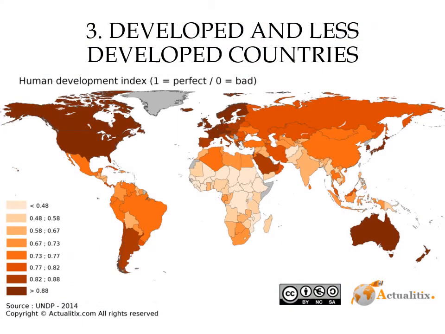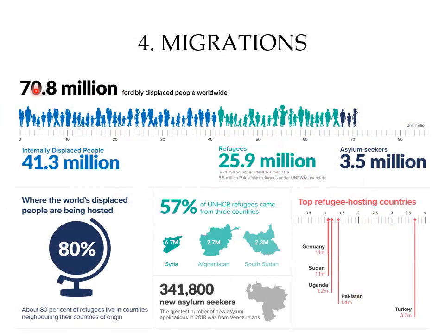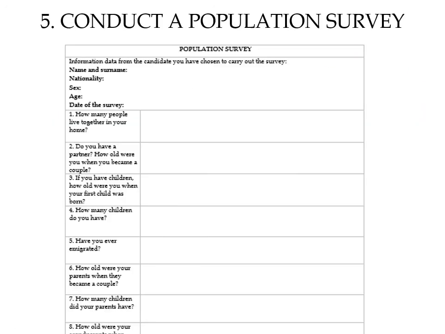The third part is about developed and less developed countries. It uses the Human Development Index that distinguishes the most and less developed countries in the world. It distinguishes the quality of life of the different countries that we have already studied. The fourth part focuses on migration. You will have this photo that you have to comment, answering the question provided.